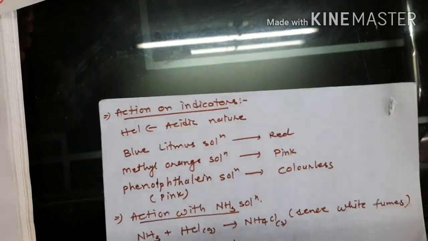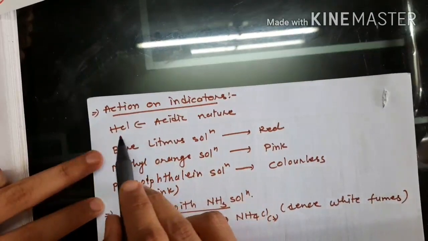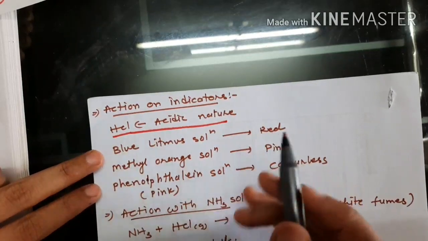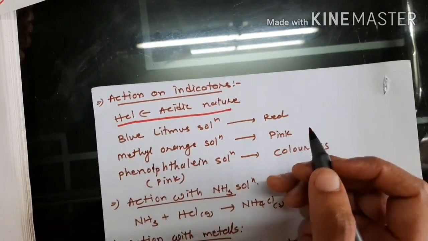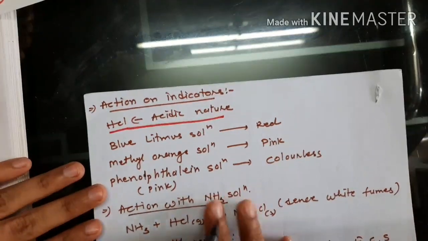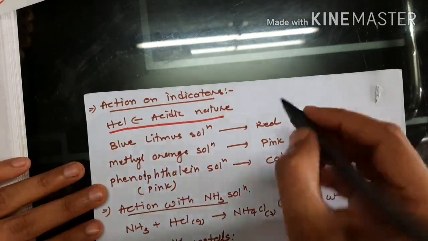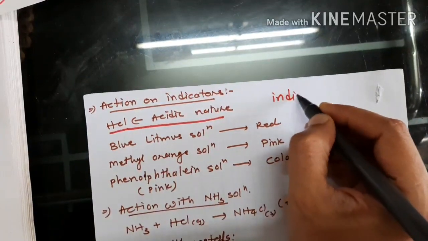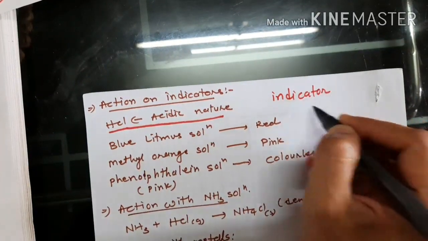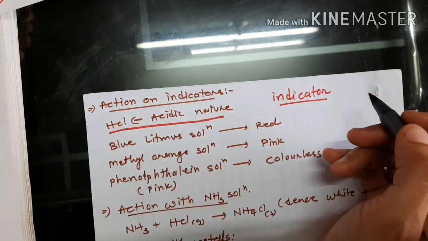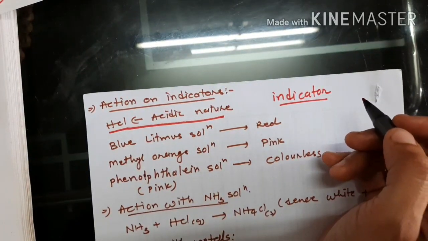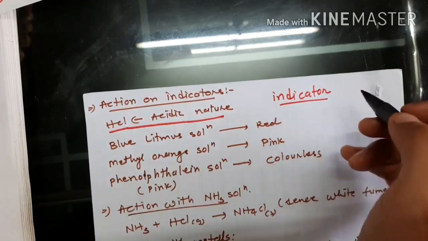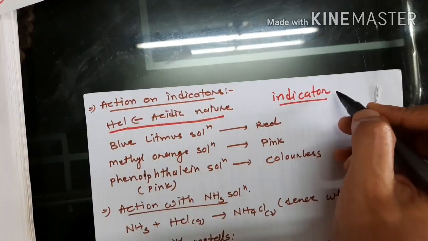Action on indicator. As we know that HCl is acidic in nature, to find that out, some indicators are there. What is the meaning of indicator? First you have to know that. An indicator indicates to us what the exact nature of the compound is. That substance is known as an indicator.